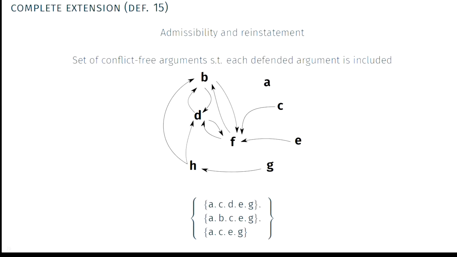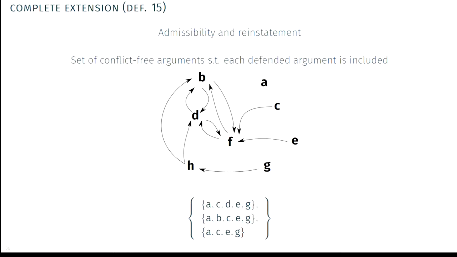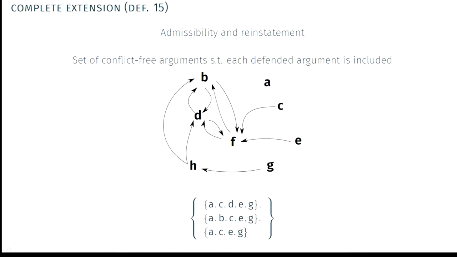Each node is an argument, and the arrows are attacks. Let's start by considering the complete extension. Complete extensions are sets of arguments. An extension is a set of arguments that satisfies some criteria. The criteria that the complete extension satisfies are admissibility and reinstatement, which means that it is a set of conflict-free arguments such that each defended argument is together in the extension.